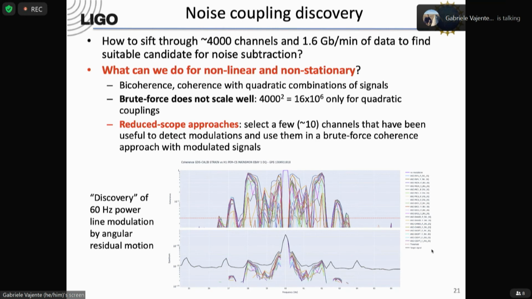So this is a tool that could be used for a sort of reduced scope search for modulated channels. So you have to pick some candidates for modulation, and then you can do a brute force approach with all the possible channels.